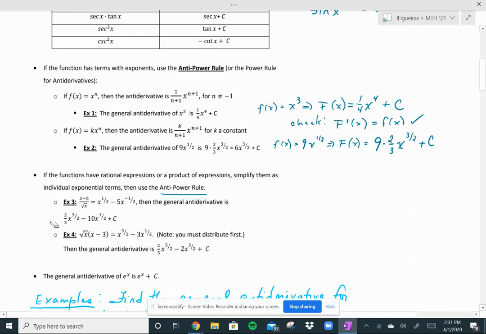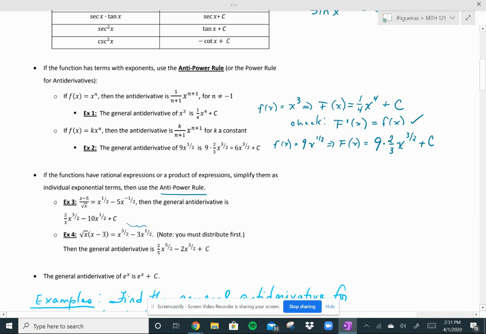Similarly, if you have a product of expressions, you want to separate them out into individual terms. So when you distribute here square root of x across these two terms, you end up with a function x to the 3/2 minus 3x to the 1/2. Now that's something that you can apply the anti-power rule to.